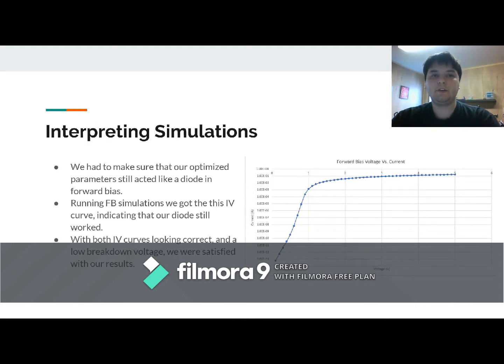With our final parameters optimized, we still had to make sure that this thing was still acting like a diode. It couldn't only be good for reverse bias, so we ran simulations across the first 5 volts in forward bias. We got expected results, as you can see in our slide. With both of our curves looking as expected, and with a decent breakdown voltage and a solid breakdown limiter, we wrapped up our data and concluded our findings.